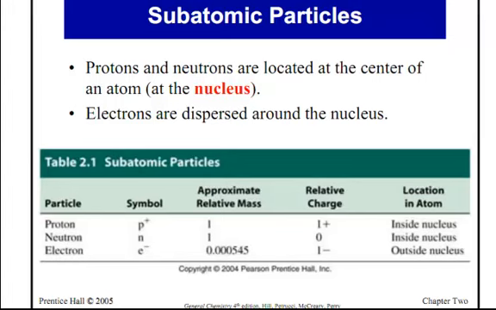Also, this chart reminds you of the location of each of these particles, which we had discussed previously, where the protons and neutrons are found inside the nucleus and the electrons are found outside the nucleus. As I mentioned previously, chemistry can be difficult to understand in the sense that the particles are so small they're not visible to our eyes. So we have to appreciate what is happening at that very tiny level.